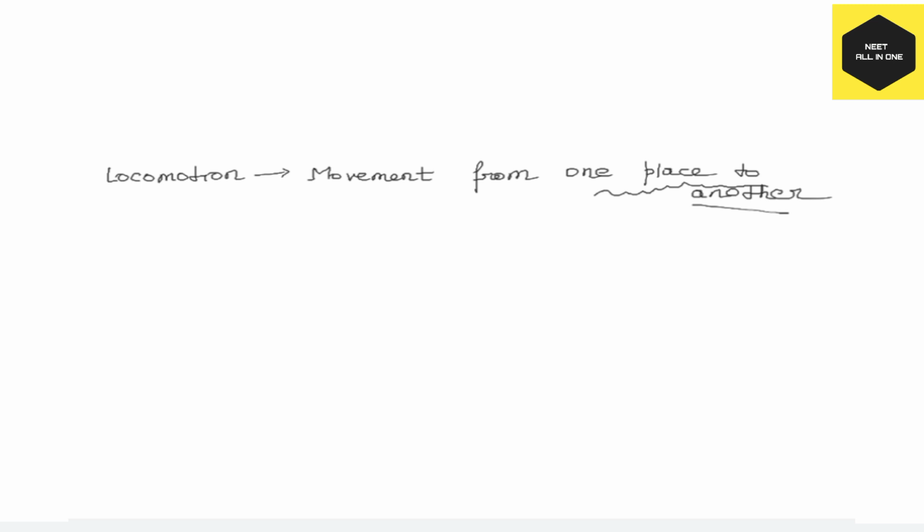Okay. Now let us come to types of movements. Let me clear the frame. Types of movements. Now movements can be of three types. Okay. First is amoeboid.